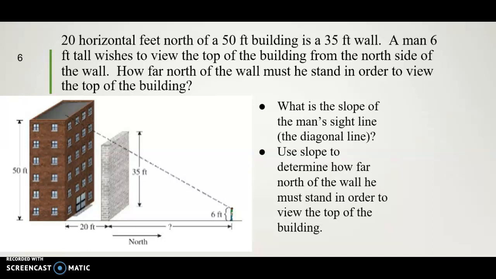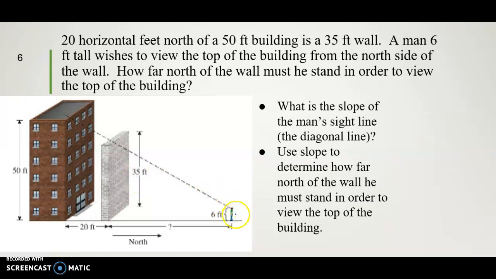Hello, welcome to a problem dealing with the slope of a line. So we have at the top of our screen all sorts of measurements. We see that there is 20 horizontal feet between this wall and this building. We see that the building is 50 feet tall, that the wall is 35 feet tall.